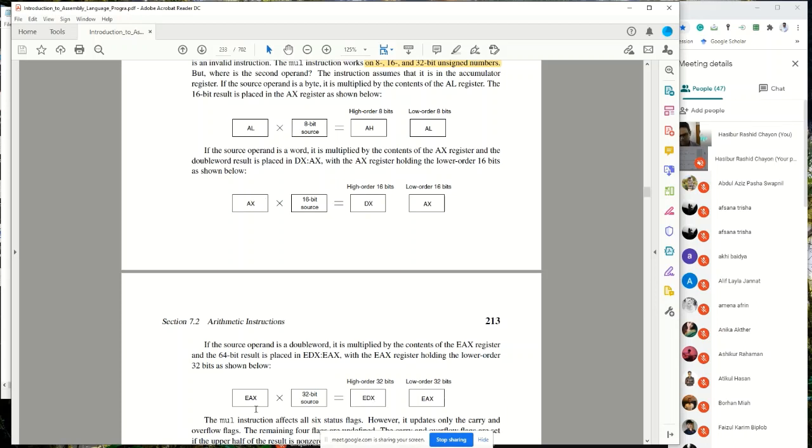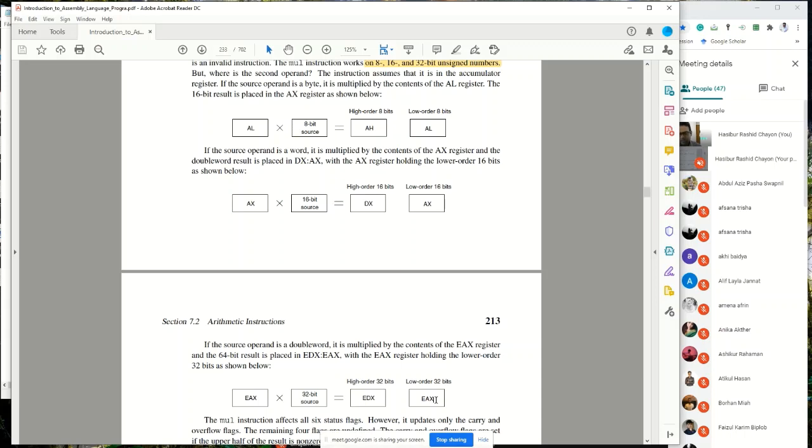AX, EAX. DX, EDX. AX, EAX. Okay, so there are similarities. So if you understand one, I hope you can understand the other one also. All right, so that is the way we can do the multiplication.